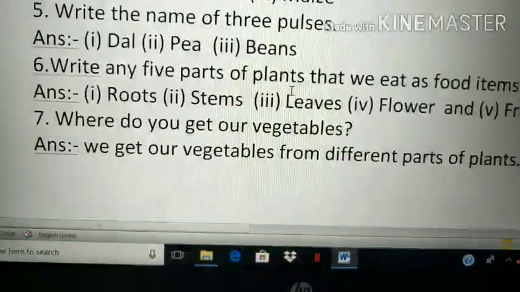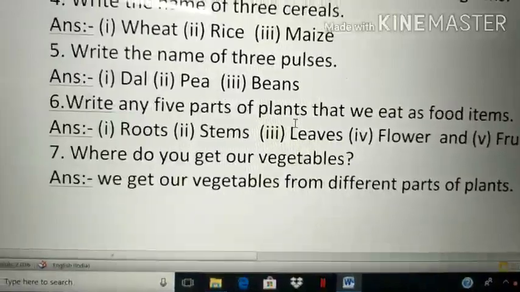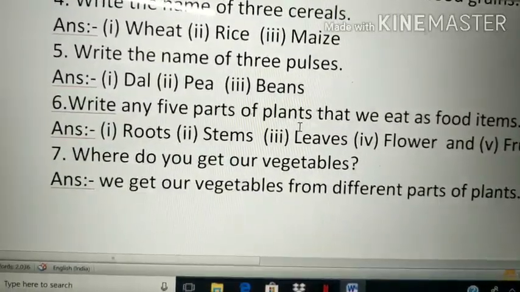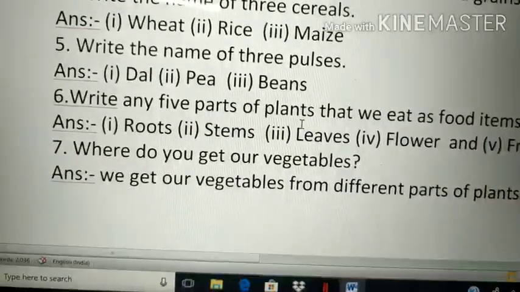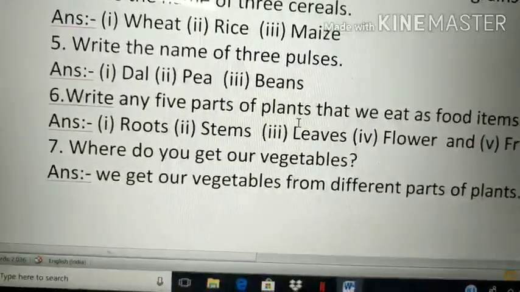Write the names of three pulses. Dal, pea, and beans.